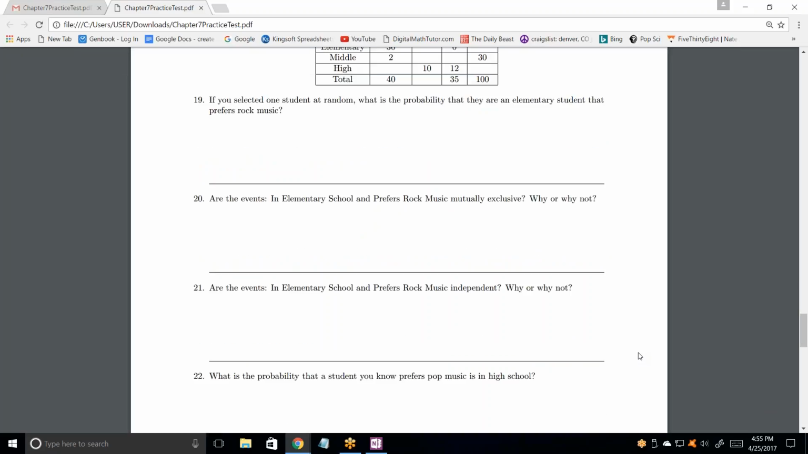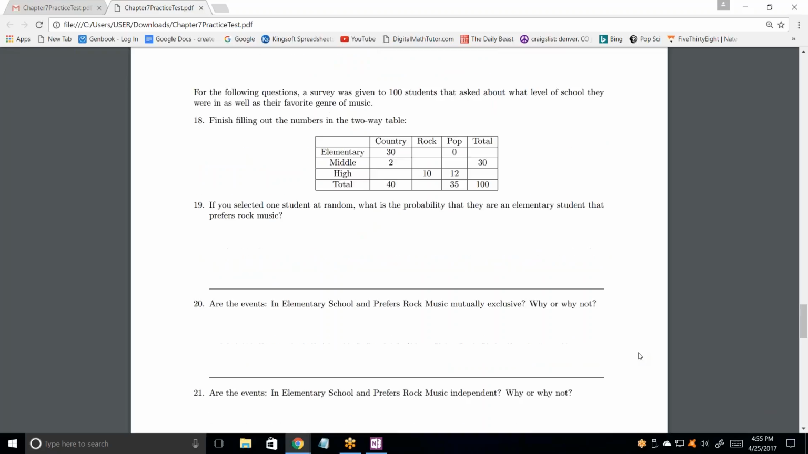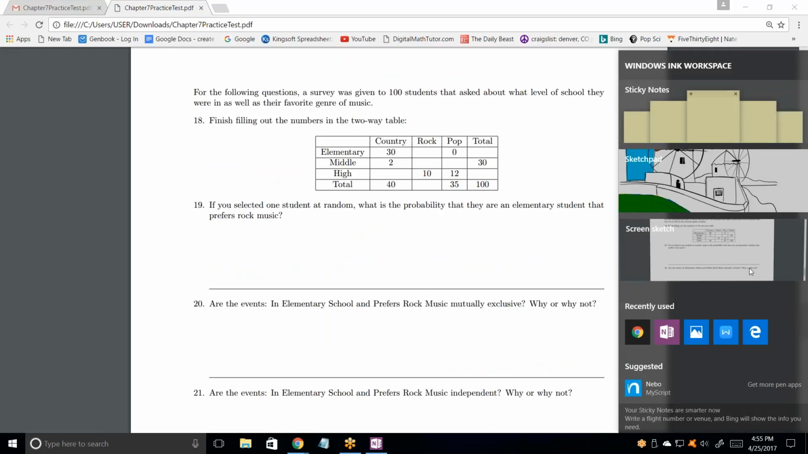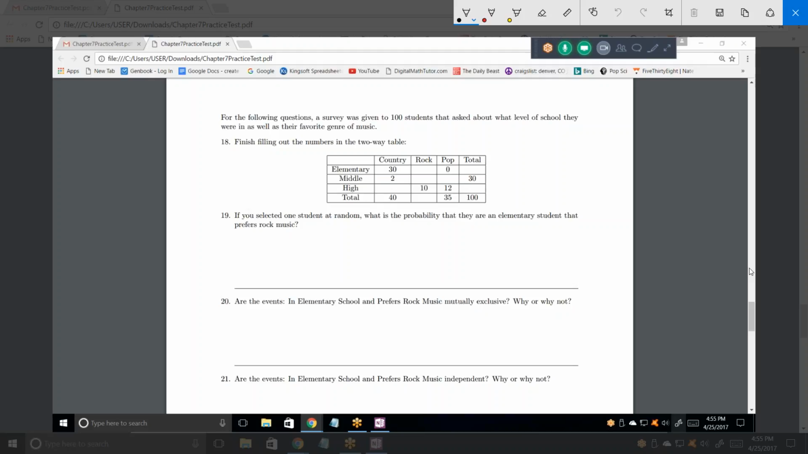What's the probability that they prefer pop music that they're in high school? Well, let's fill out the pop column. So this was 23. So what percentage of the people that prefer pop music are in high school? 12 of 30. 12 of 35. Oh, there's 35. Well, there's 35 total people that prefer pop music. And 12 of them are in high school.